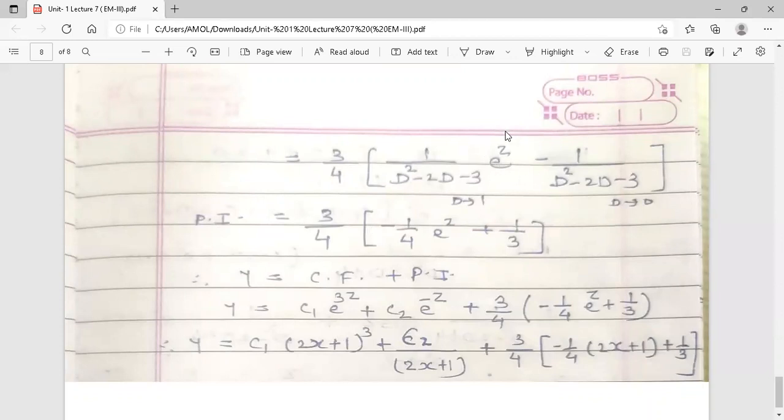Now how to solve for the exponential function? In the first case of the shortcut method, we replace d by the coefficient of z in the exponential function. The coefficient of z is 1 in the exponential function, so replace d by 1. So d square means 1 square, 1, minus 2 into 1, so the middle term is also minus 2. 1 minus 2 minus 1, minus 1 minus 3, minus 4. So the term is minus 1 by 4 into e raised to z after replacing d by 1.